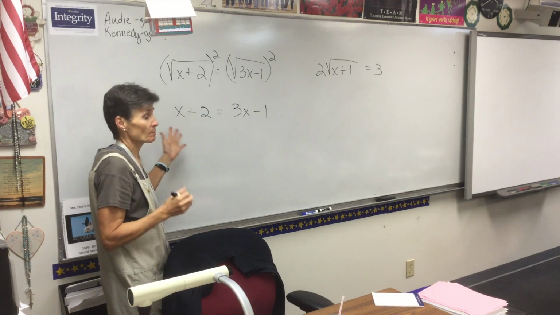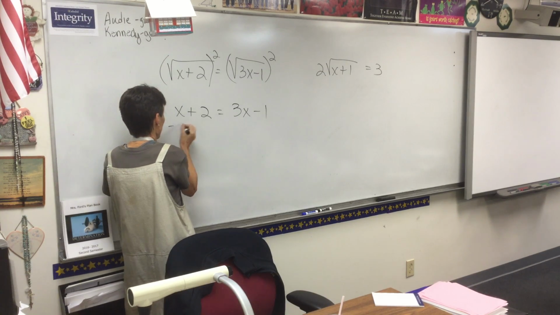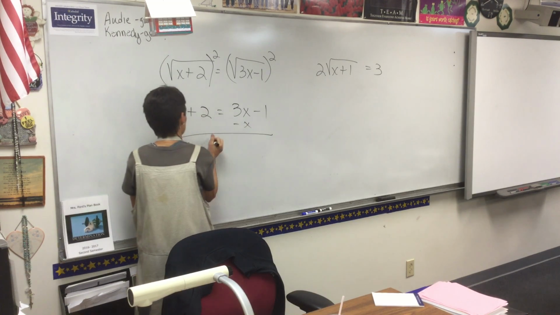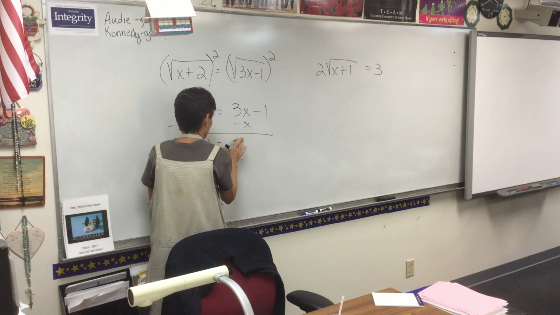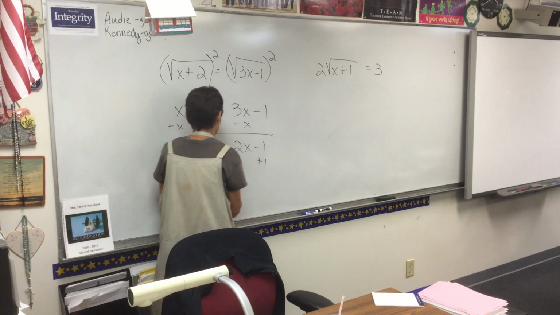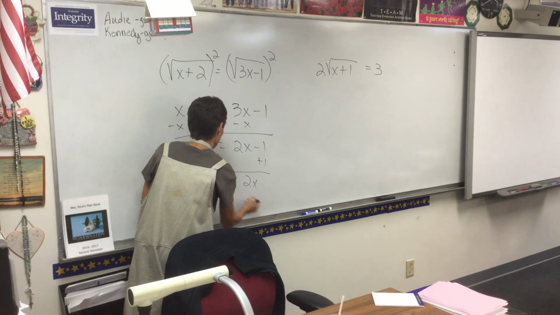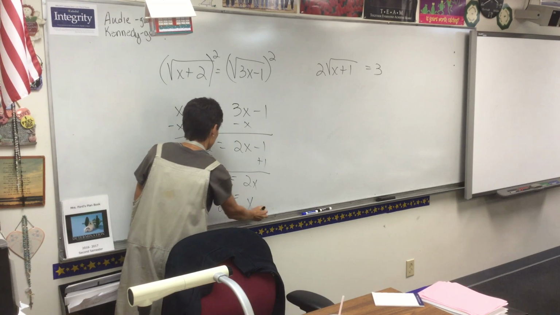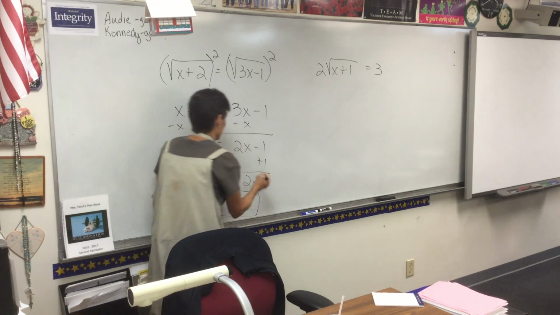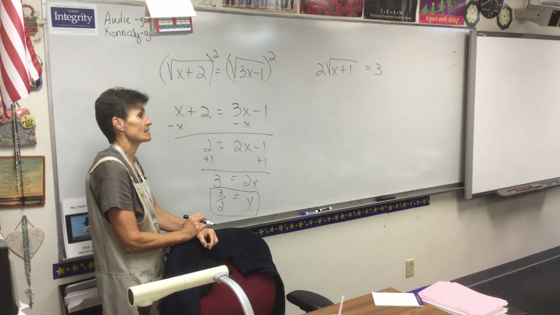So now you have just a plain, simple, basic little equation that I know you know how to solve. So we'll subtract x. So it looks like we get x equal to 3/2. Did I do okay? It's okay, but 1.5. 1.5 is the same thing.